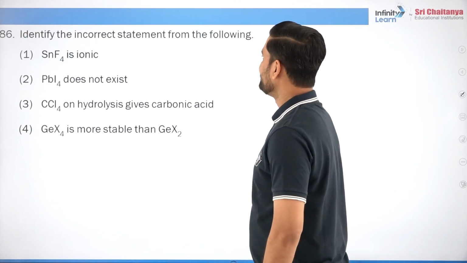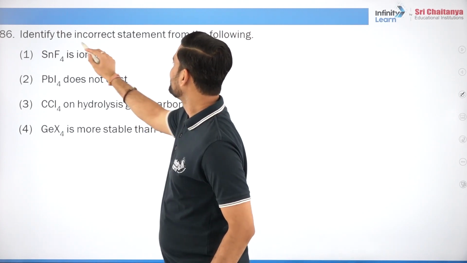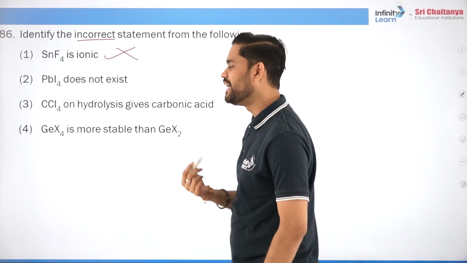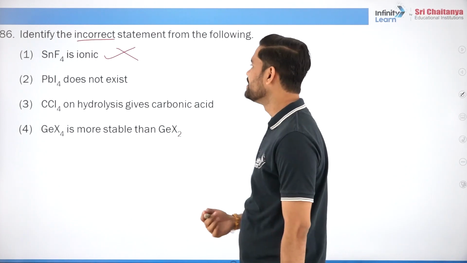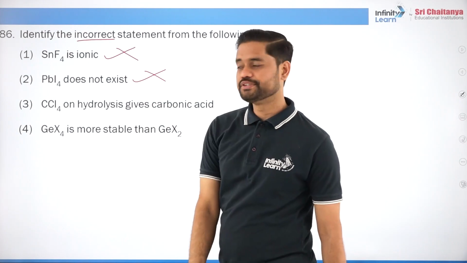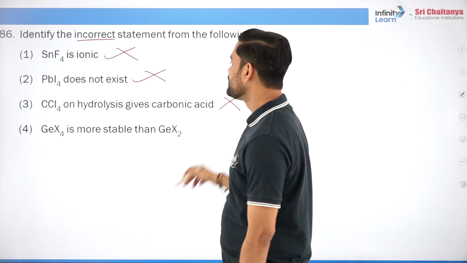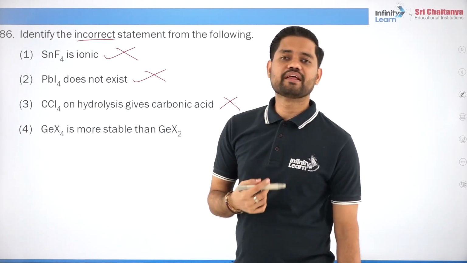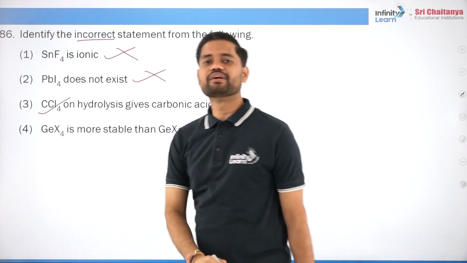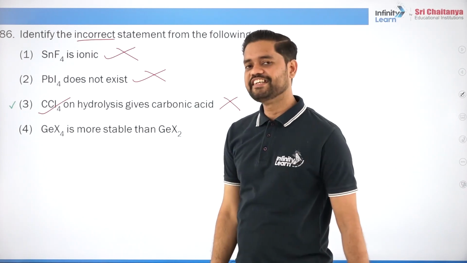86, identify the incorrect statement of the following. Tin fluoride is ionic, because tin is metallic and fluorine is non-metallic, so this is a correct statement, not the right answer. Lead iodide does not exist is a correct statement, hence not the right option. CCl4 on hydrolysis gives carbonic acid, it is wrong. CCl4 cannot get hydrolyzed because it does not have vacant d orbitals. So this is a wrong statement, but the right answer. So for 86, the incorrect statement is option number 3.